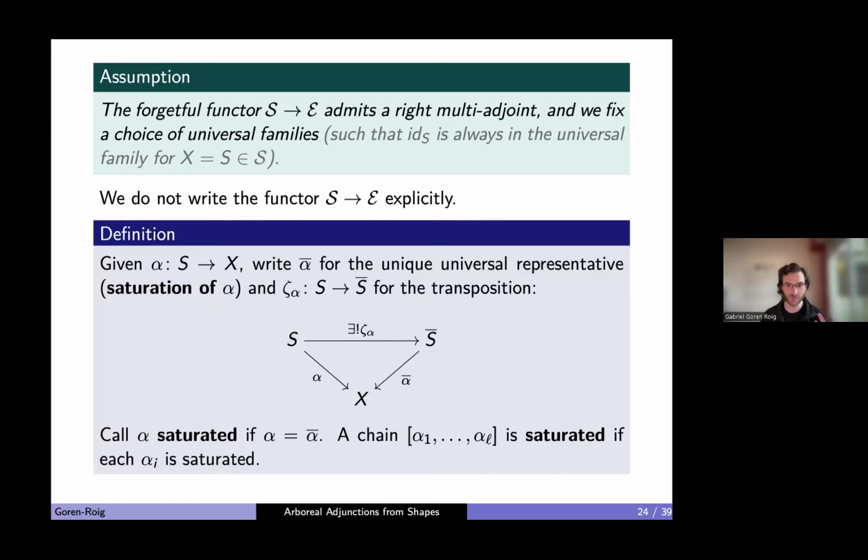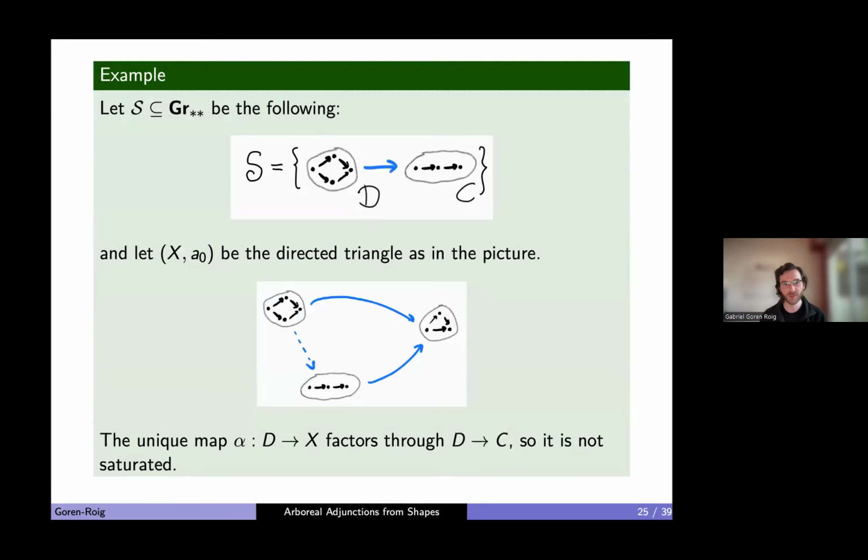So the saturated morphisms will turn out to be very important. And we'll say a chain is saturated if each morphism in the chain is saturated. So here's an example that I will try to use later on too, if I have time. So consider now this category of shapes where we have the shape D, which would be called a diamond graph, and the shape C, which is the collapsed diamond. I'm calling it like that because I'm also including the quotient map that identifies the two intermediate vertices into this one. And that's it. And then, of course, the identities.